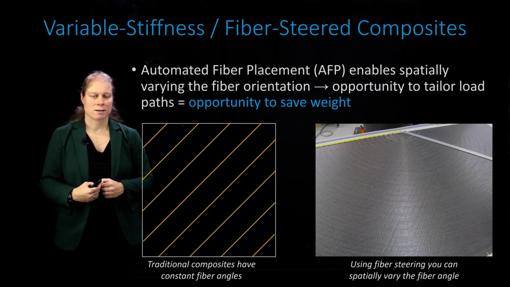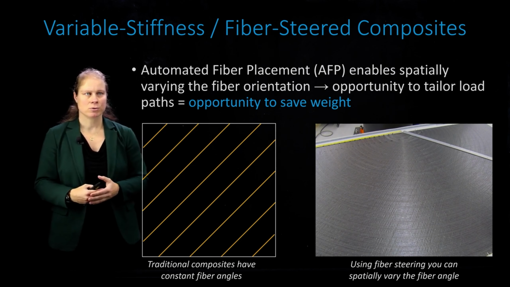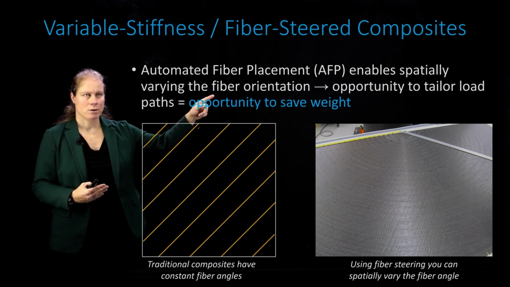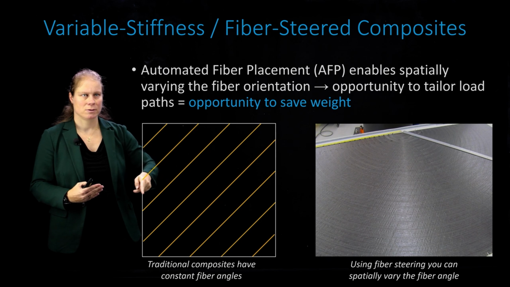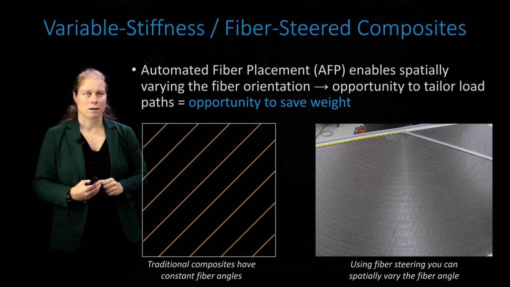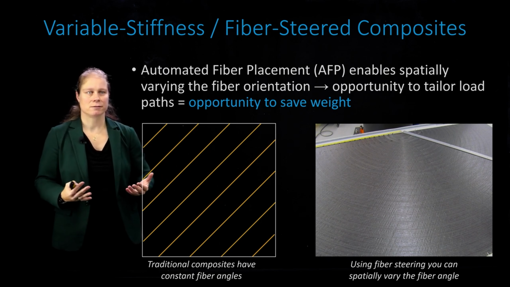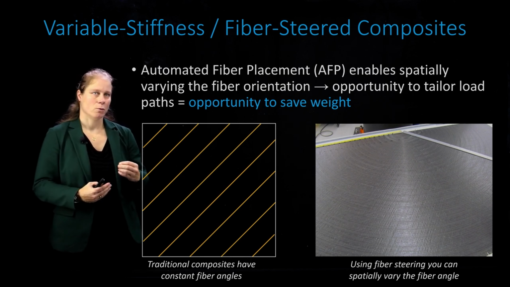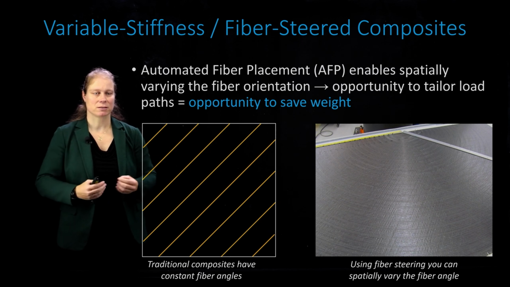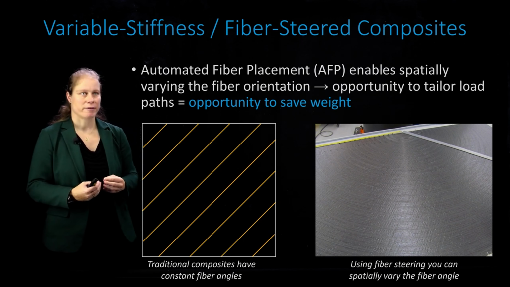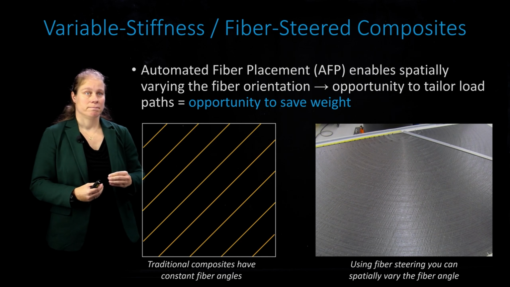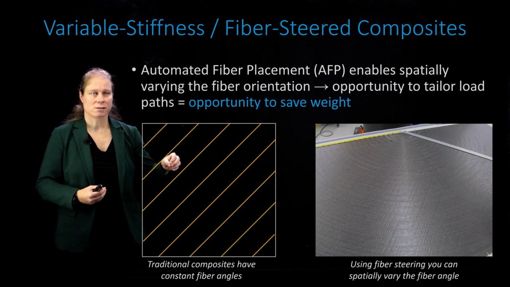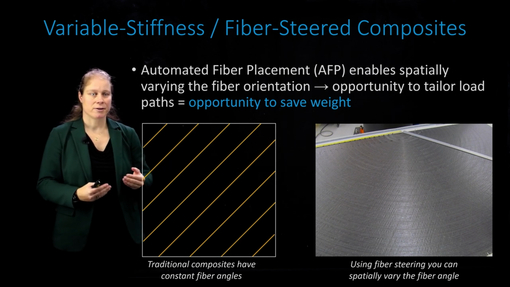So normally, as you saw in the pictures that I showed, every layer has one constant fiber orientation. So you can see here, these lines are straight, so they represent a constant fiber angle within a layer. However, with the advanced manufacturing technologies that we have, such as automated fiber placement, you can even steer the fibers and have them vary the orientation within a single layer.